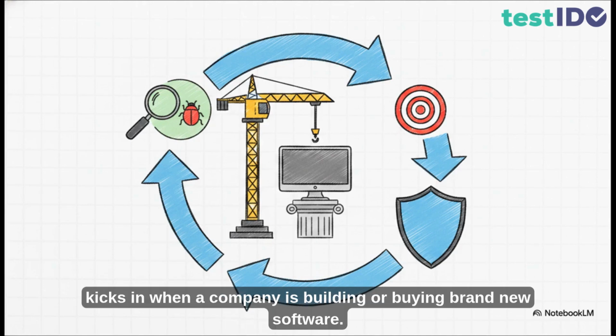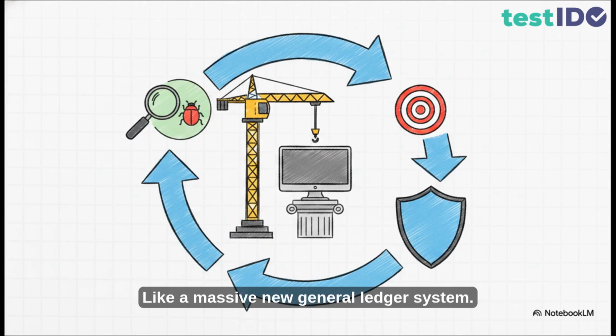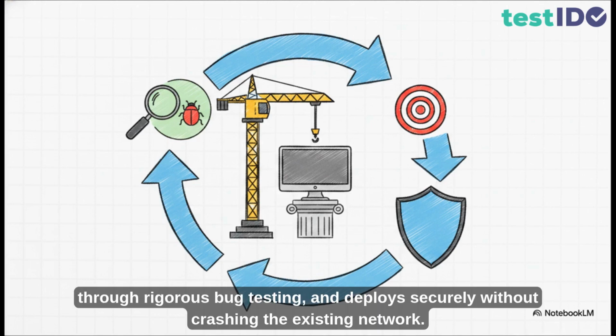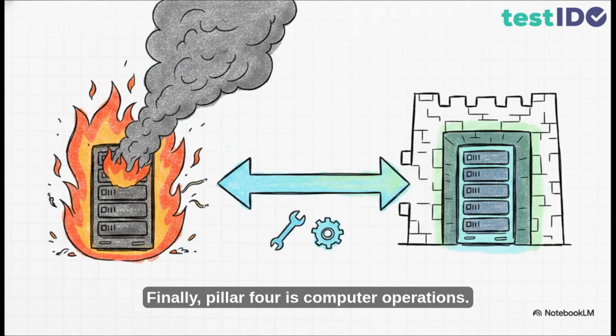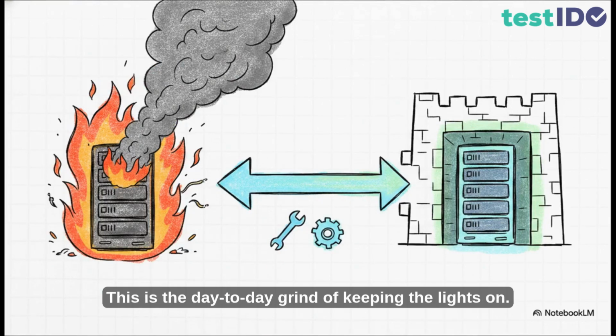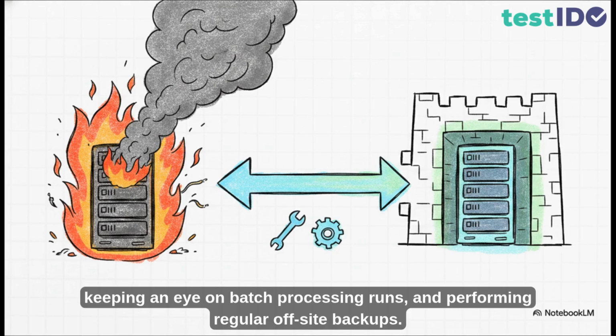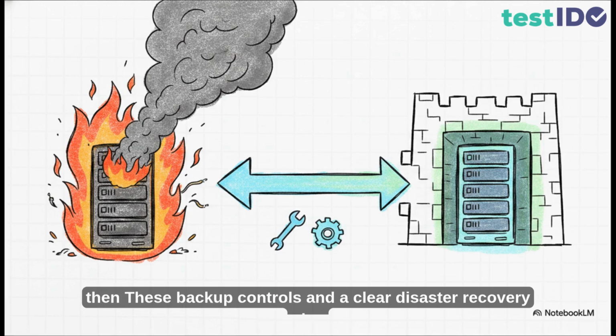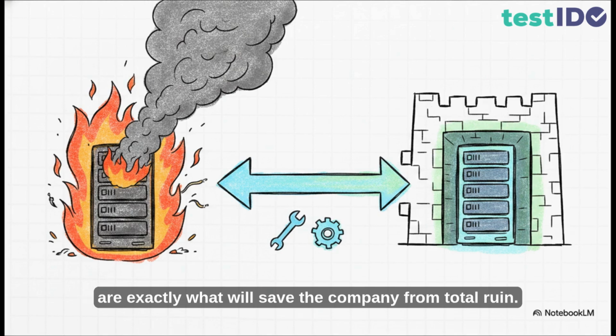This kicks in when a company is building or buying brand new software, like a massive new general ledger system. Following a structured SDLC guarantees that the new tech actually does what the business needs it to do, goes through rigorous bug testing, and deploys securely without crashing the existing network. Finally, Pillar 4 is computer operations. This is the day-to-day grind of keeping the lights on. It covers daily maintenance, keeping an eye on batch processing runs, and performing regular off-site backups. Because if that server room we mentioned earlier actually catches fire, these backup controls and a clear disaster recovery plan are exactly what will save the company from total ruin.